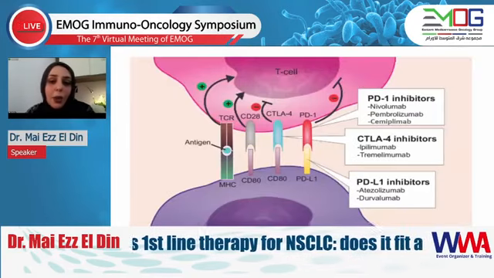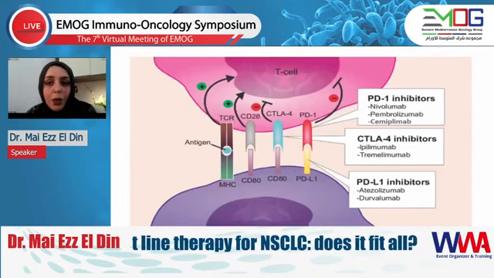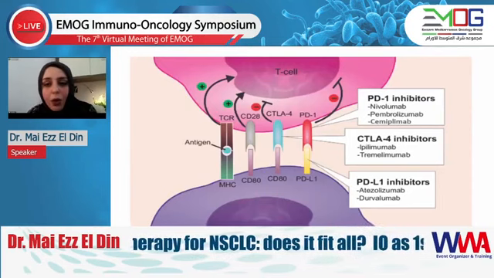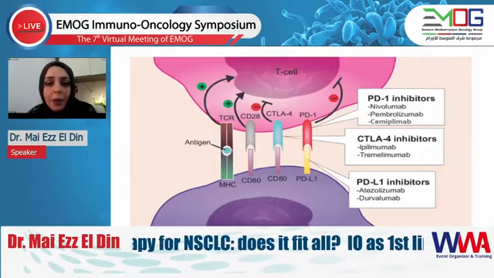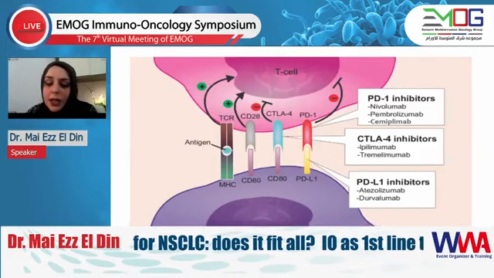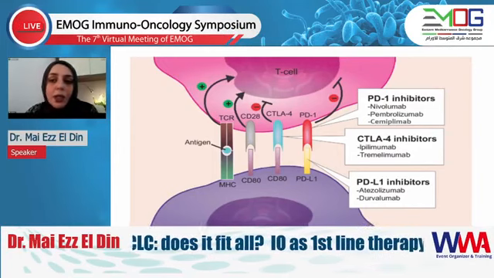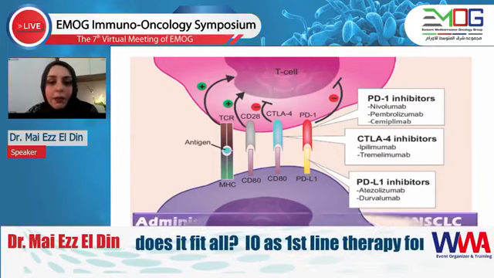And these are the agents that I will be discussing with lung cancer: PD-1 inhibitors nivolumab, pembrolizumab, and cemiplimab; CTLA-4 inhibitors ipilimumab and tremelimumab; and PD-L1 inhibitors atezolizumab and durvalumab. And there are so many more still ongoing in the pipeline.